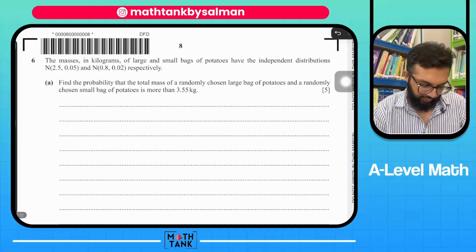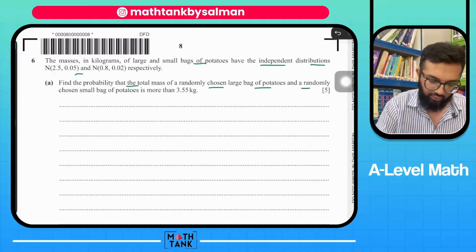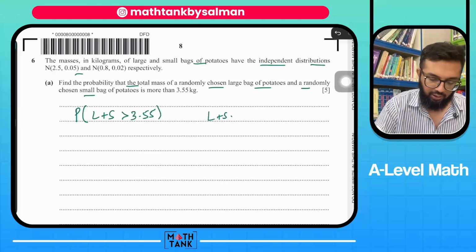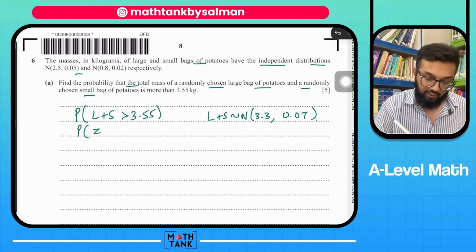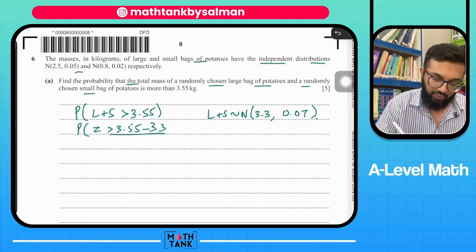Okay, question number 6 quickly. The masses in kilograms of large and small bags of potatoes have independent distributions. Find the probability that the total mass of a randomly chosen large bag of potatoes and a randomly chosen small bag of potatoes, large plus small, is more than 3.55. So large plus small has a normal distribution then. 2.5 plus 0.8 gives me 3.3 and 0.07. Okay, means get added, variances get added. So z is greater than 3.55 minus 3.3 divided by root of 0.07.